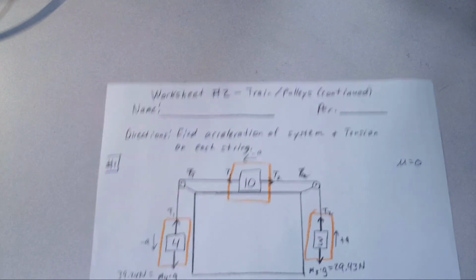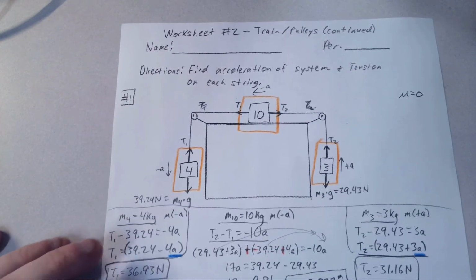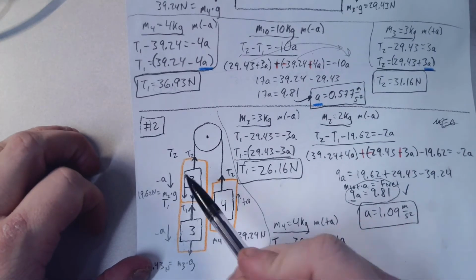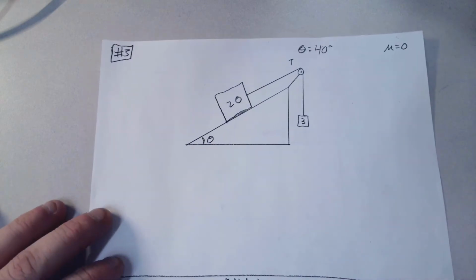This is problem number 3 from worksheet number 2, training pulleys. We did the table problem in the first video. We did the hanging masses and incline pulley on the second problem. The last one we're going to look at here is the incline plane.